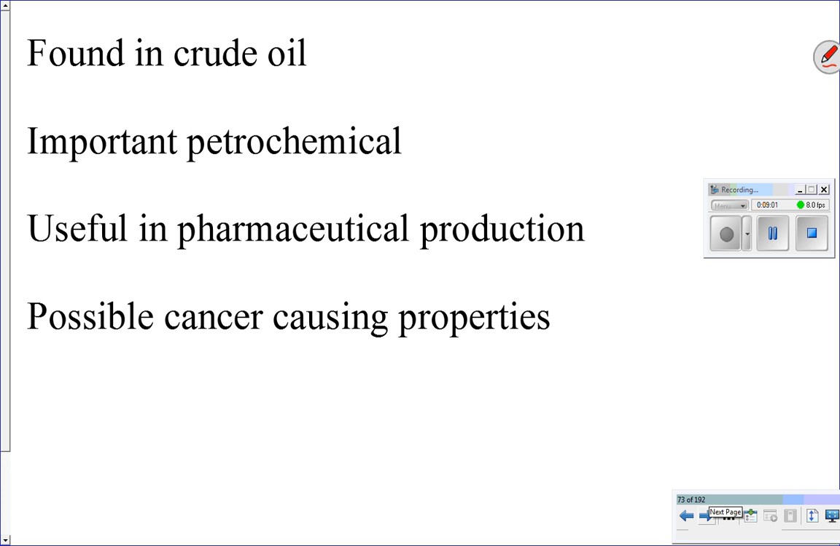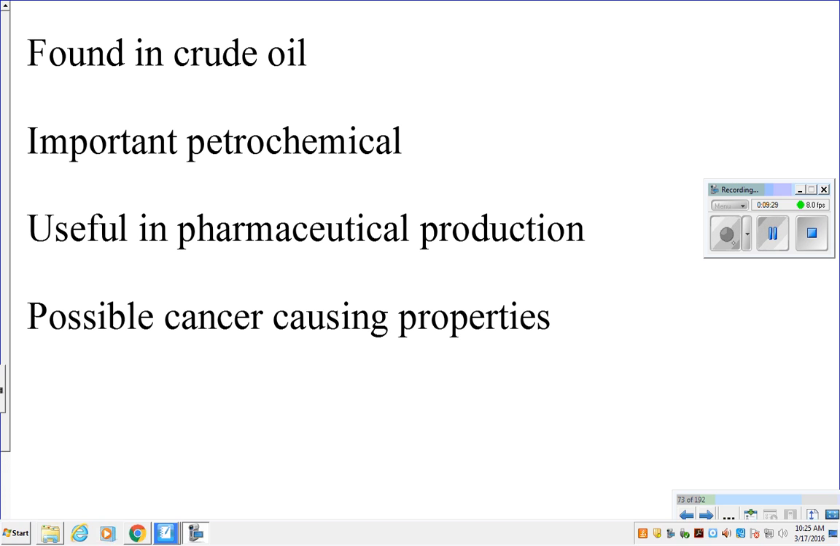So it's extremely important, what we call petrochemical, useful in pharmaceutical production. The making of plastics also uses it very often. Styrofoam depends on this molecule being in it. We'll look at that with polymers. And there are also possible cancer-causing properties involving this molecule. It's often used as a solvent as well for things that are organic because it's very nonpolar. But it can be potentially very dangerous and have cancer-causing properties.